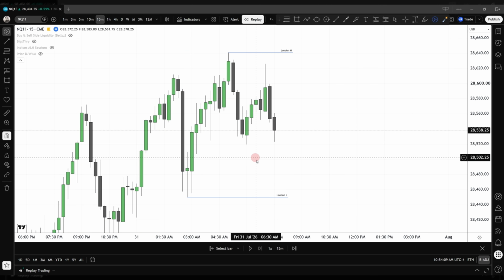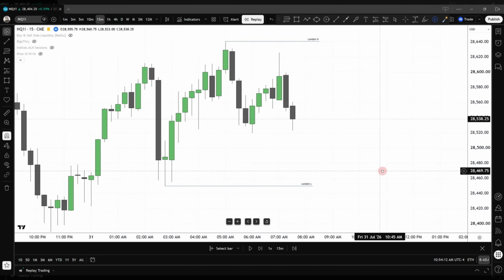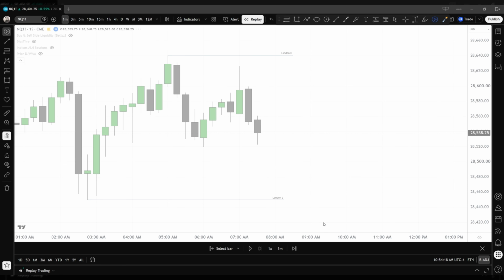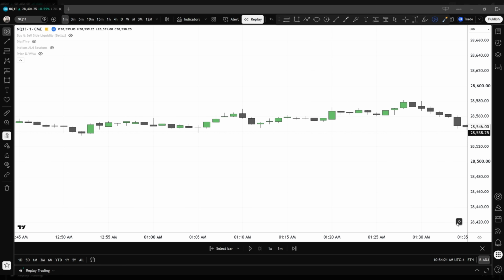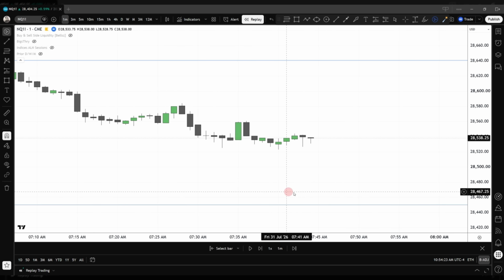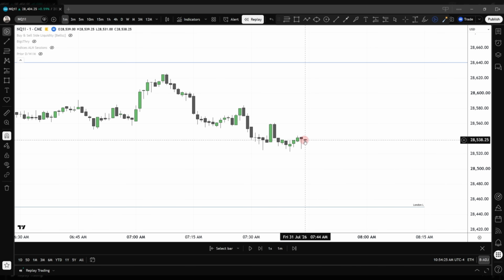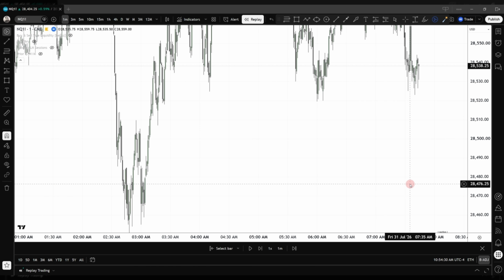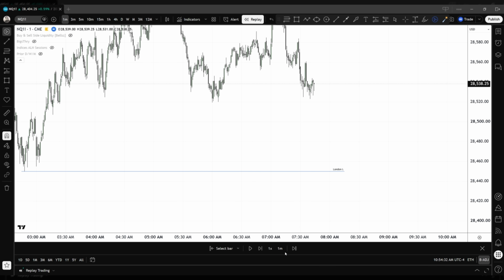I don't need the indicator anymore, so let's clean up our chart a little bit. And then let's drop down to a 1 minute and see how this plays out. So we're queued up to like 7:45 a.m. Eastern time, and I'll speed this up a little bit. So we're looking for a sweep of the London low.